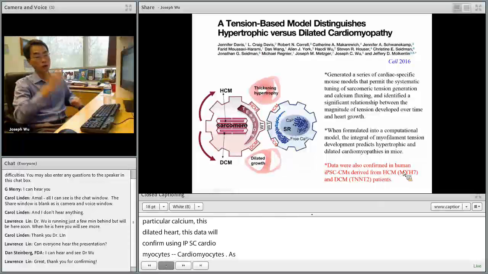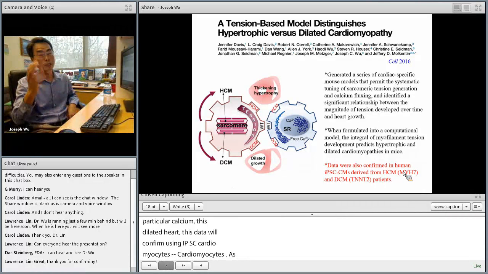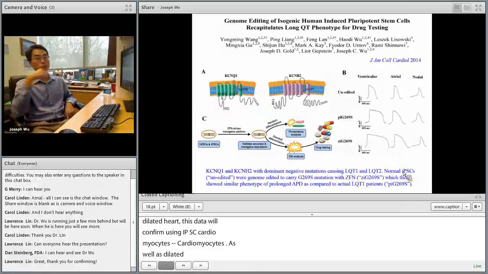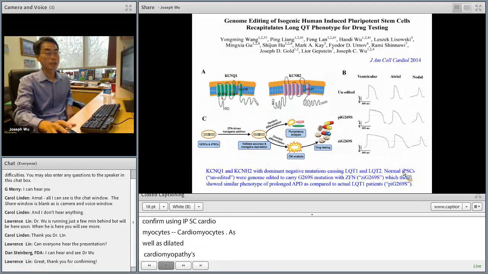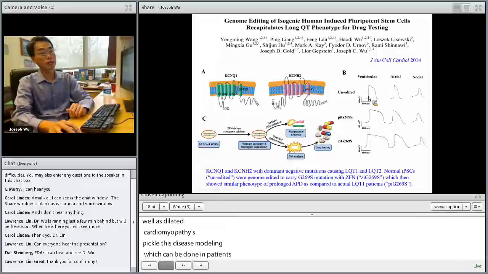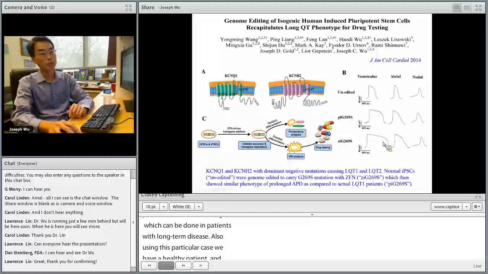And so far, what I've shown you is mostly using this particular model to do disease modeling in hypertrophic, dilated, and non-compaction cardiomyopathy. You can also do this in patients with long QT disease, and also using genome editing. So in this particular case here, we have a healthy patient. We have a long QT1 patient that has a prolonged action potential. And we took a healthy patient and genome edited it with the long QT1 mutation. We can see a prolonged action potential as shown here.